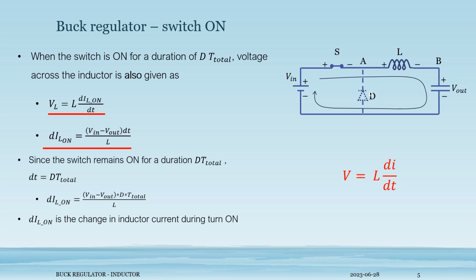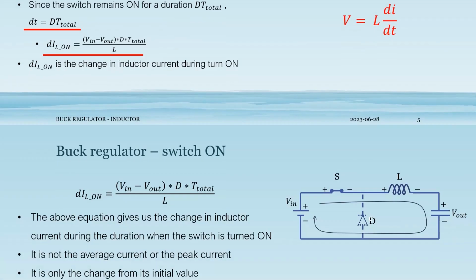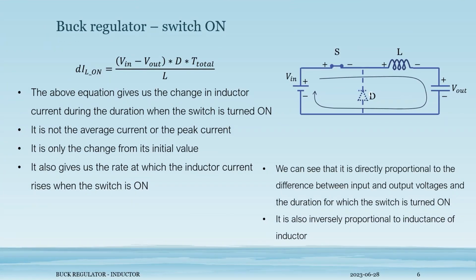If D is the duty cycle applied, then on time is given as D into T total. Let us now substitute this in the above equation. We get the on time as Vin minus V out into D into T total divided by L. Hence, during this on time, we can write the change in the inductor current as Vin minus V out into D into T total divided by L.